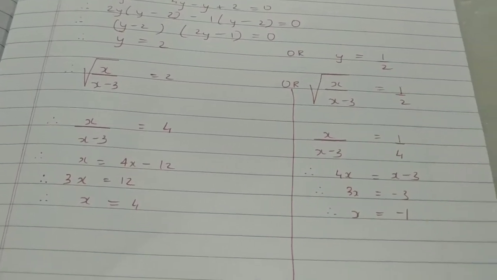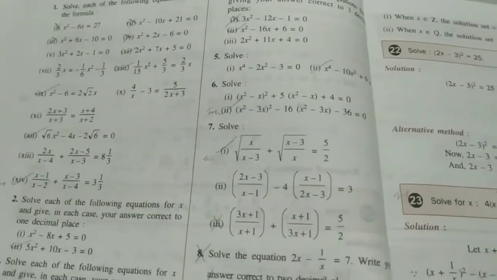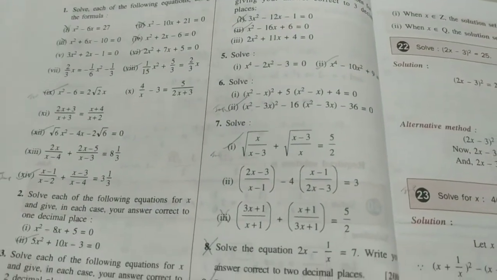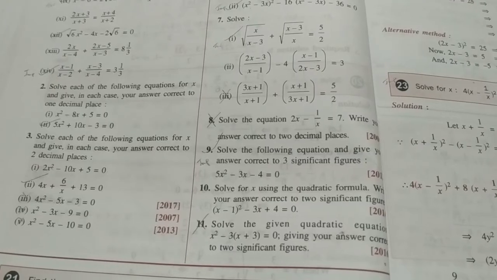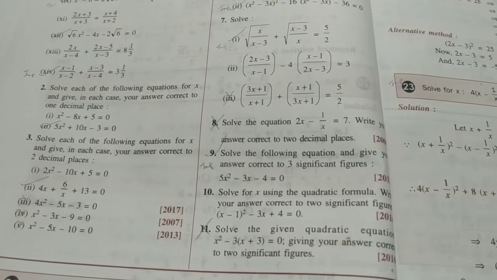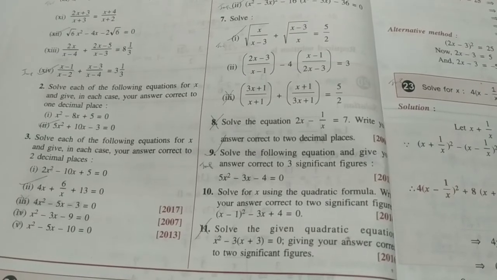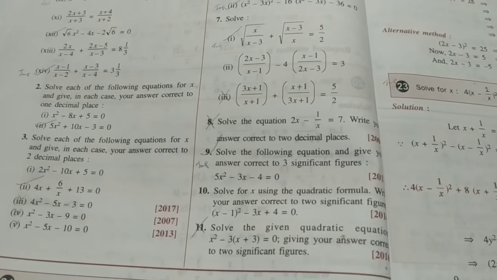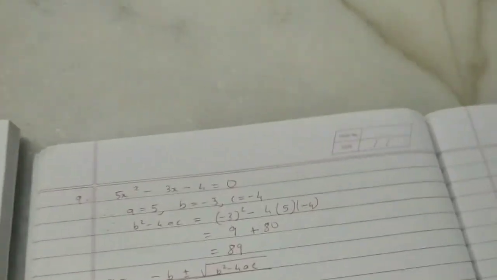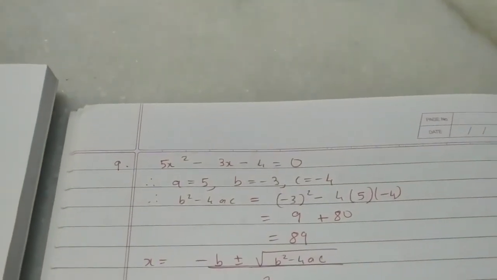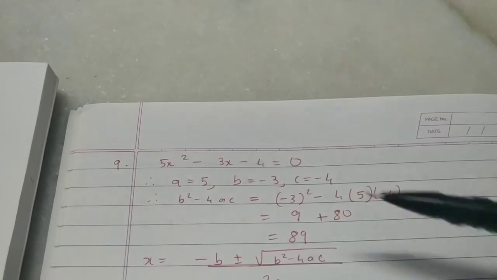Next, 7.3 can be cancelled because it's easy. Even cancel 8 and 11 sum. Let's do the 9 sum and mark it as IMP. They want us to give the answer correct to 3 significant figures. Now what significant figure? We'll understand that shortly. But first of all, solving this is as usual.